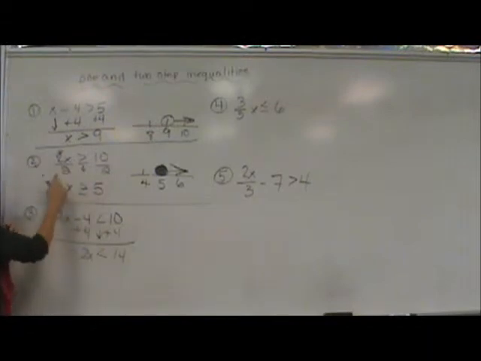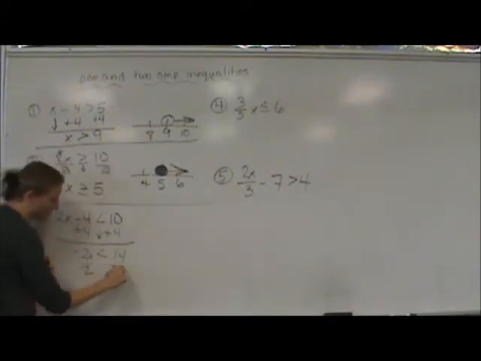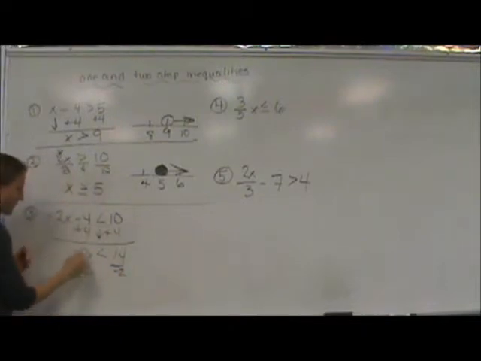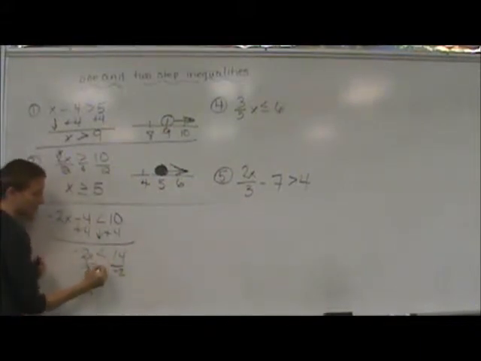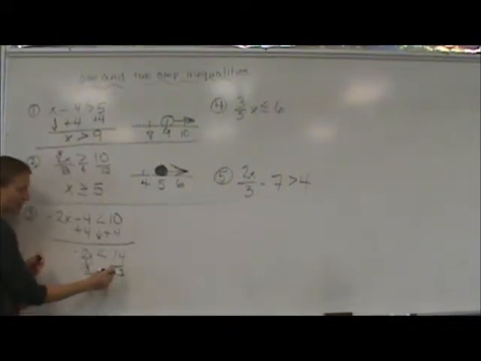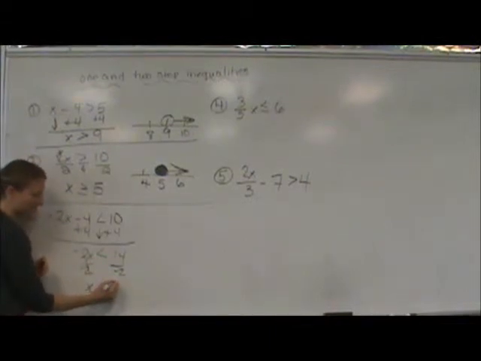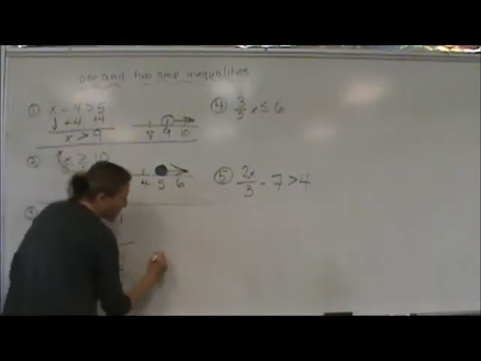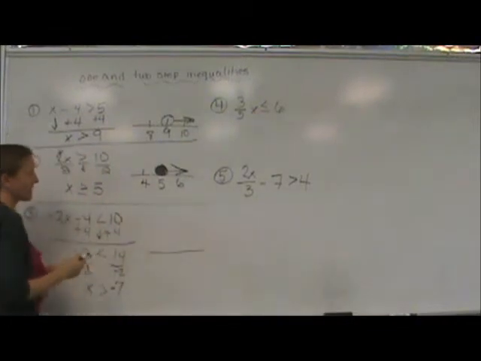I'm going to do the same that I did here in question 2. I'm going to divide by negative 2. Cross it out, and get x. Because I have divided by a negative number, I need to flip my inequality sign. I'm going to change it from a less than to a greater than sign. 14 divided by negative 2 is negative 7.